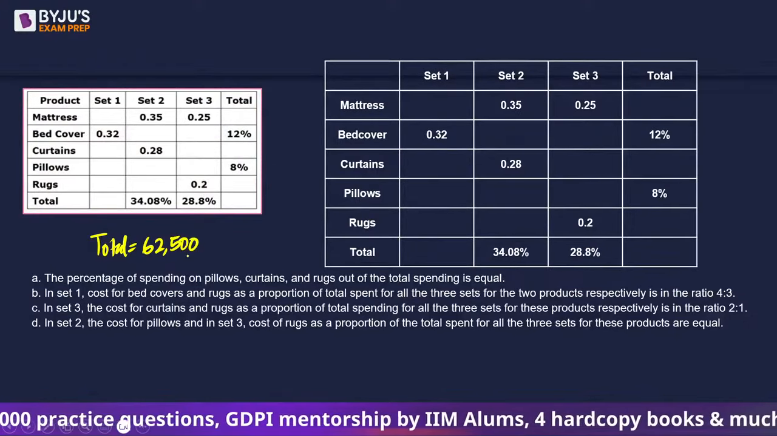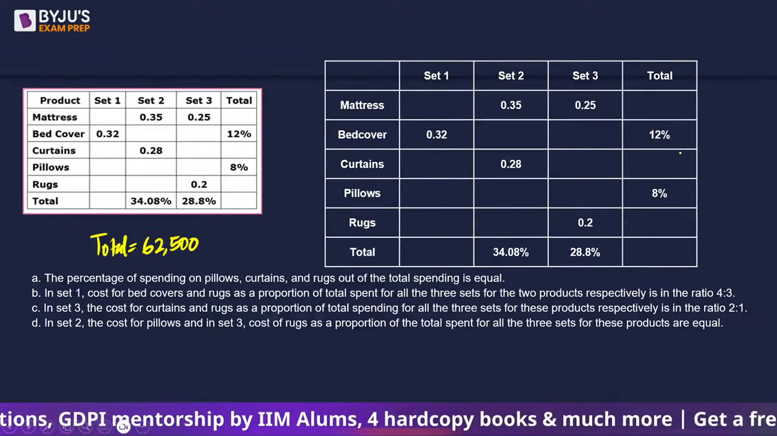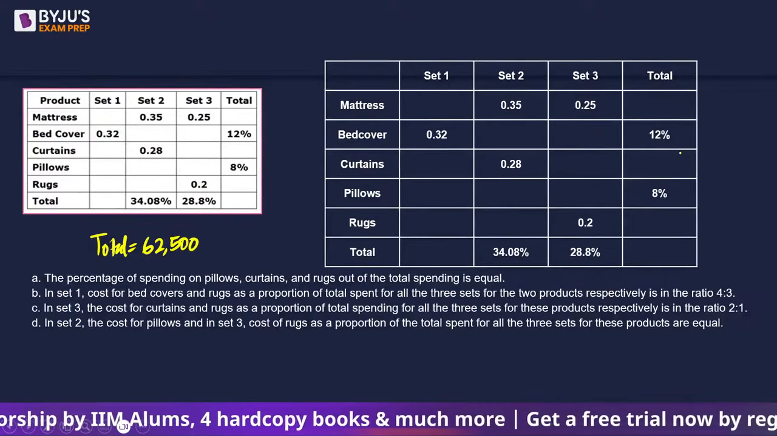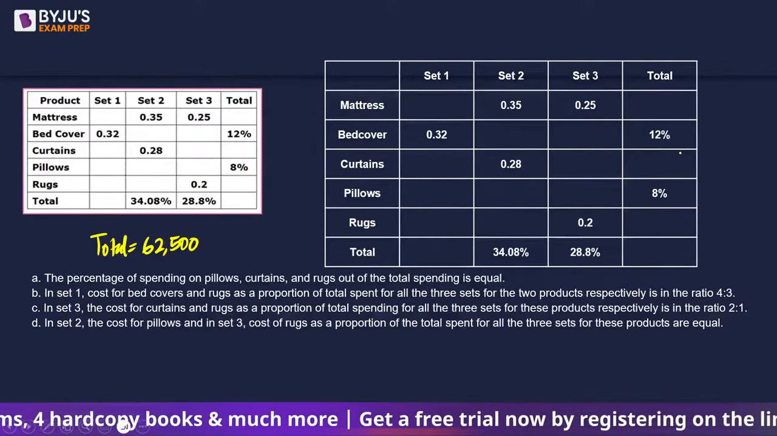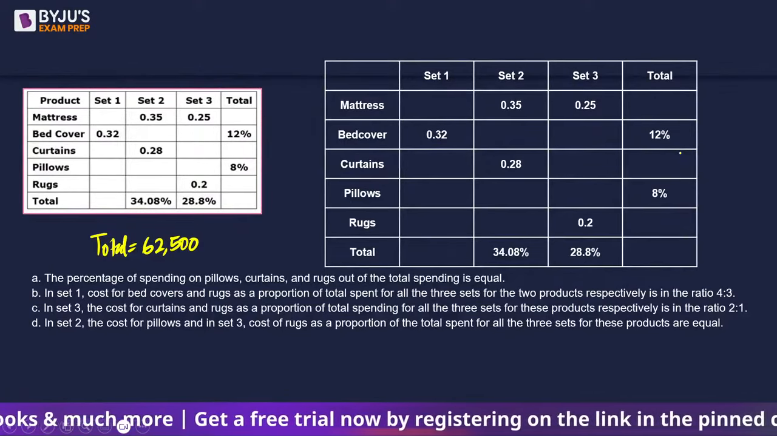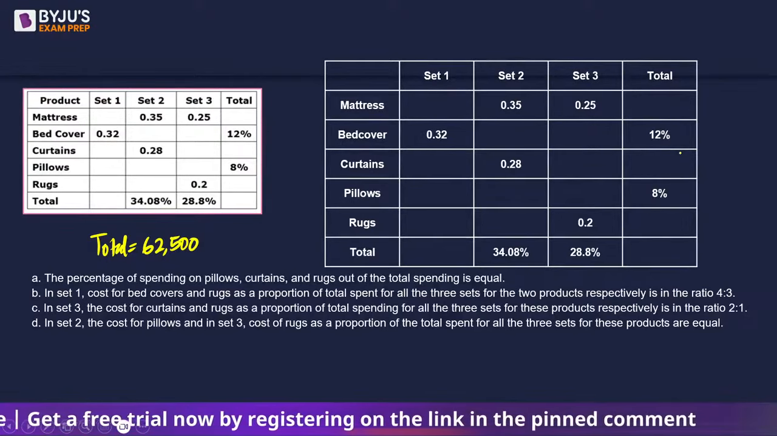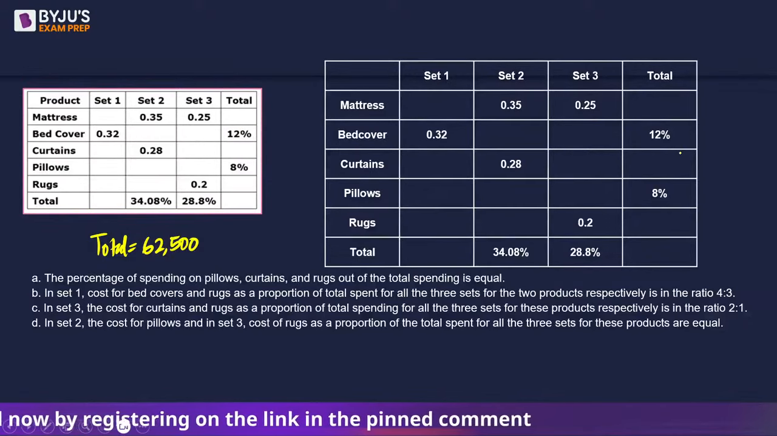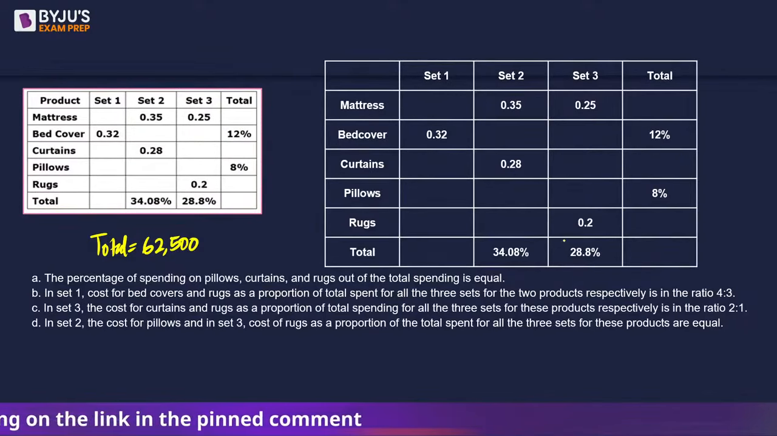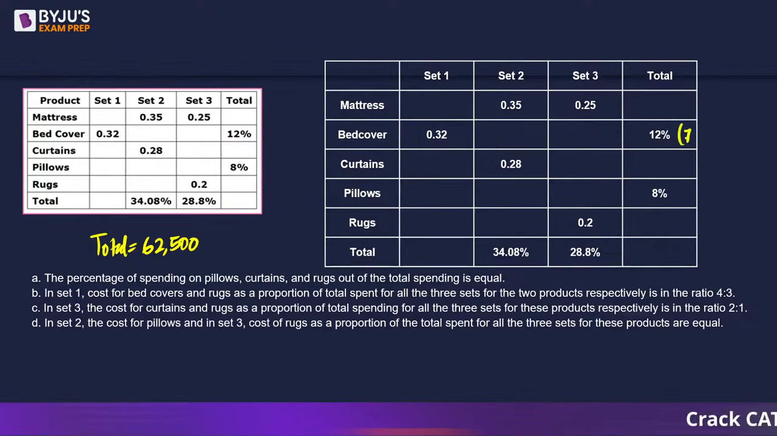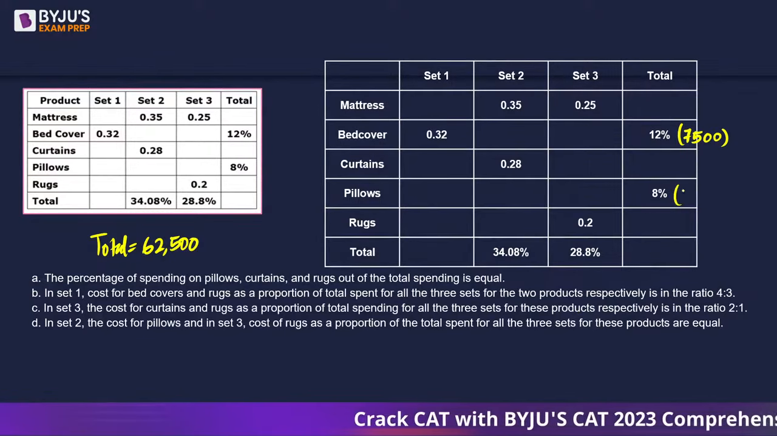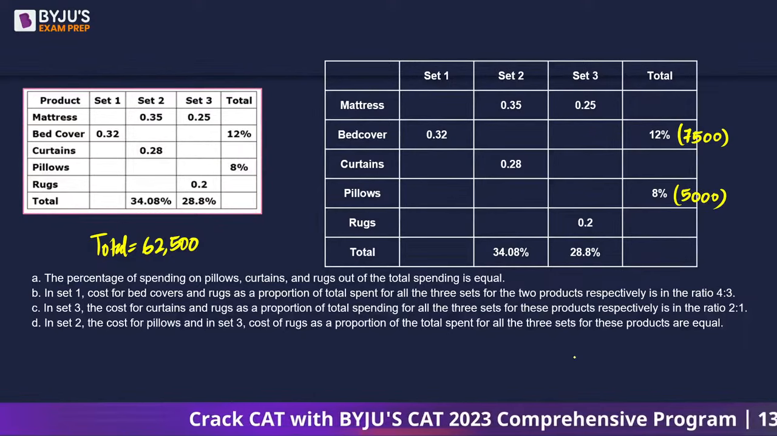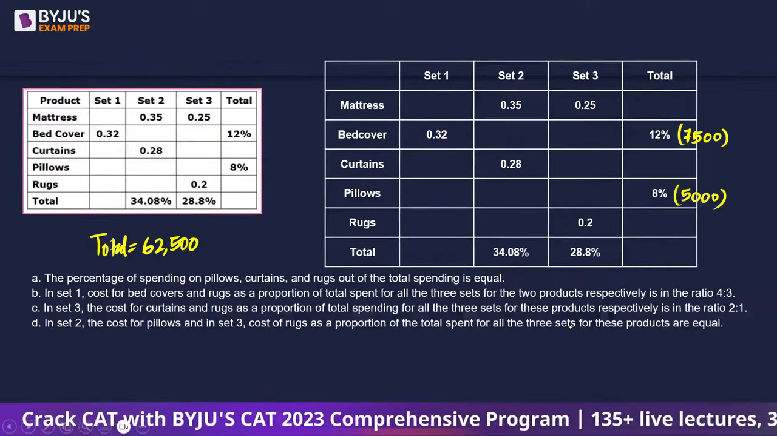So the first thing that we need is, what is 12% of 62,500? What is 8% of 62,500? Right? What is 34.08% of 62,500? हमें ये सारे numbers चाहिए. So what is 12% of 62,500? See, 10% is 6,250, 2% is 1,250. ये तो टोटल हो जाएगा आपके पास 7,500, 7,500. Now, what would be 8%? Obviously 5,000. Right? 3:2 का ratio है.